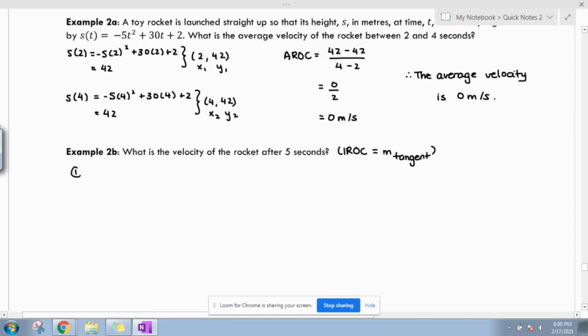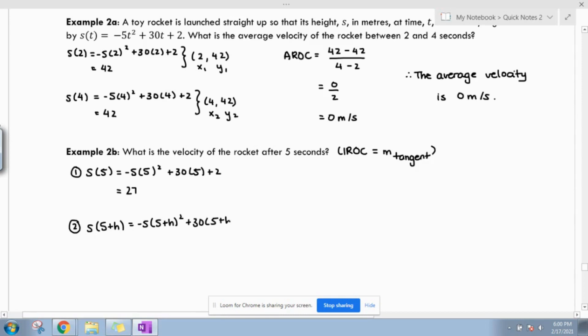The first thing that we're going to do is figure out s of 5. So I'm going to do negative 5 times 5 squared plus 30 times 5 plus 2. And that's going to simplify to 27 for us. Remember our second step. Because we're finding the slope of the tangent, we need to take a look at another point. We're trying to mimic a second point to help us figure out our slope of our tangent. So in order to do that, it was going to be 5 plus h. And so that means I'm plugging in 5 plus h everywhere I see t in my equation here.